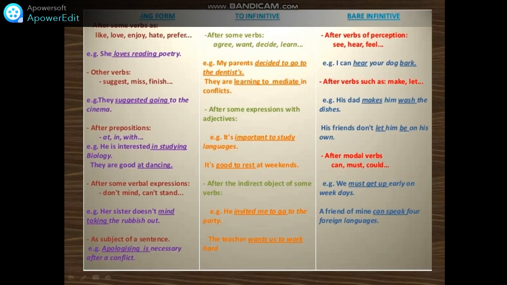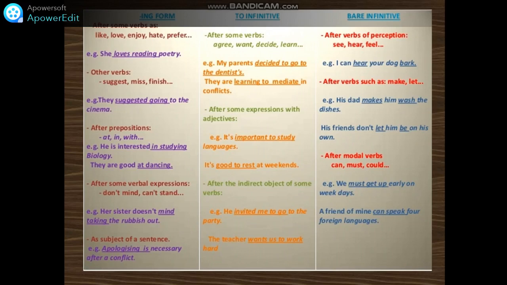It's used with other verbs, like for example, suggest, miss, and finish. For example, they suggested going to the cinema. Very good. Gerund is also used after prepositions, as we have seen, at, in, with. For example, he is interested in studying biology. They are good at dancing. Excellent. It's used also after some verbal expressions, like for example, don't mind, can't stand. For example, her sister doesn't mind taking the rubbish out. So doesn't mind doing something.